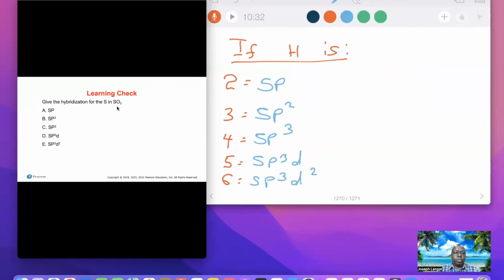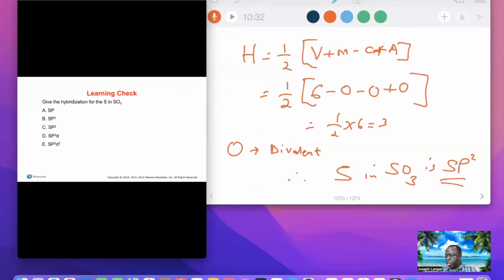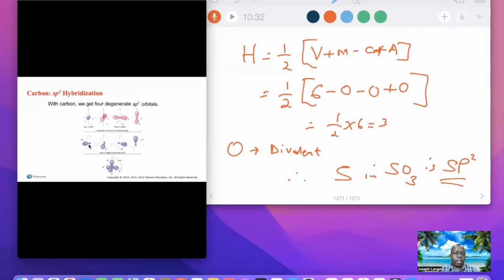So that's what I want you to learn, practice with it. Even end of chapter problems, this equation will work. All you have to know is what H stands for, what M stands for, C stands for cation, and A for anion. It will help you in determining the hybridization.